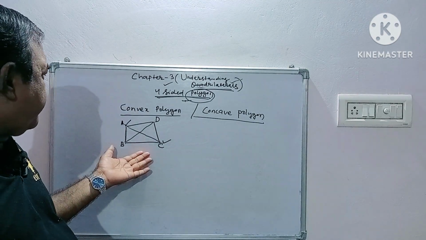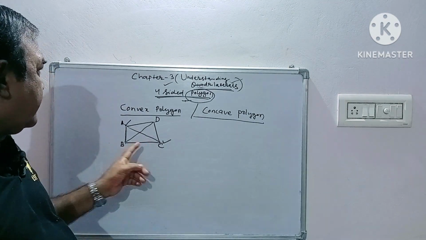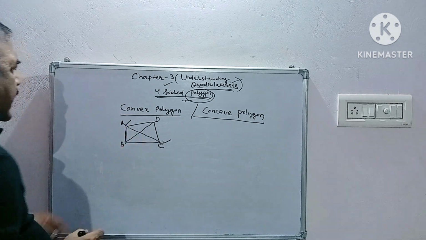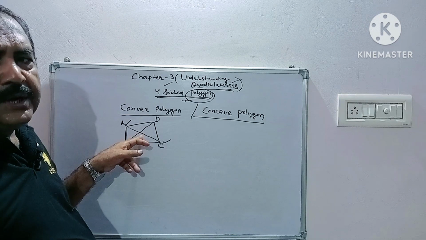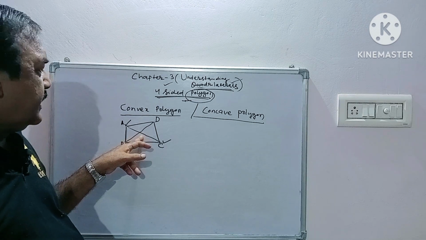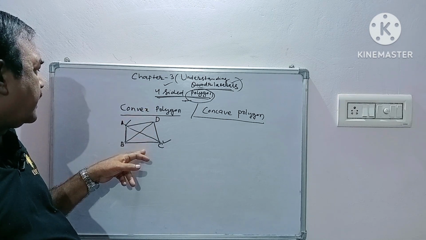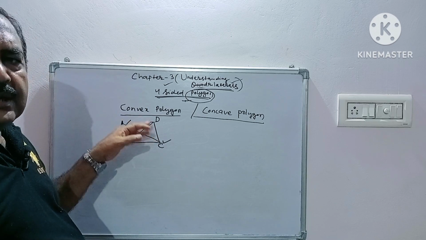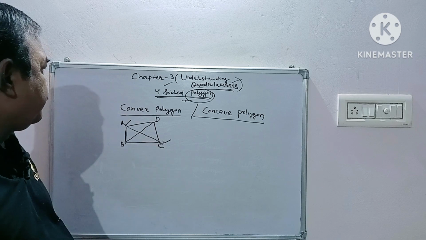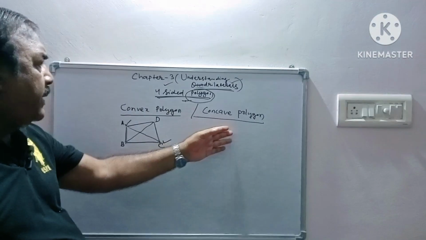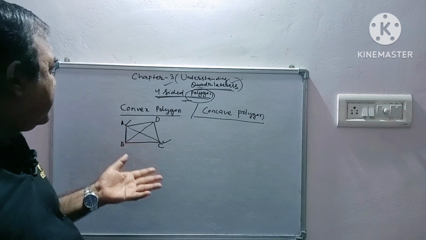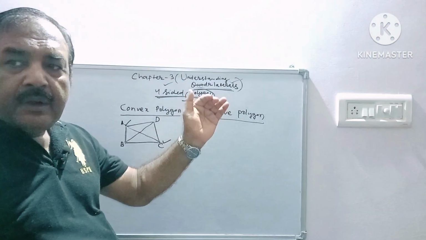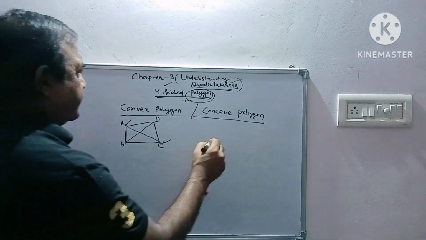So we are getting two diagonals here for a quadrilateral. And you see, are these two diagonals in the interior of the quadrilateral or not? Yes. So it is a convex polygon because we can find the diagonals in the interior of the polygon. But in the case of a concave polygon, at least one diagonal will be in the exterior part. You see.